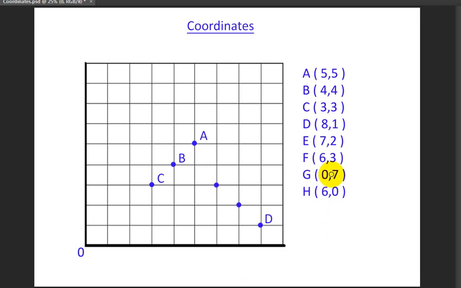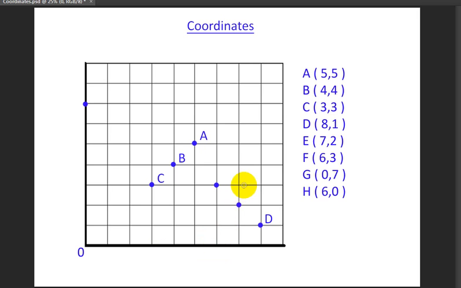Then we have G at 0, 7. So 0 steps to the right. We stay on this line and then 7 up. 1, 2, 3, 4, 5, 6, 7. Right there. And then H at 6, 0. 6, 0 means we have to take 6 steps to the right. 1, 2, 3, 4, 5, 6, and then no steps up.